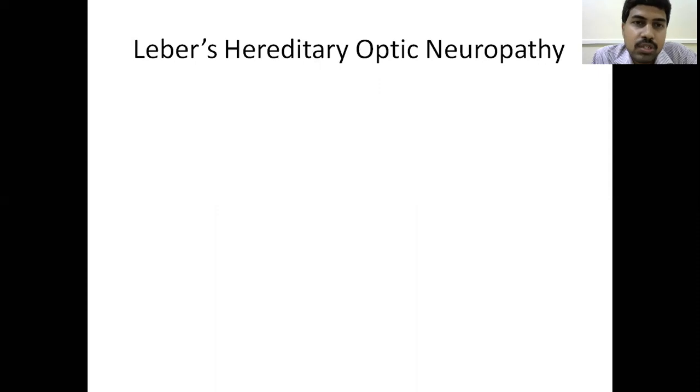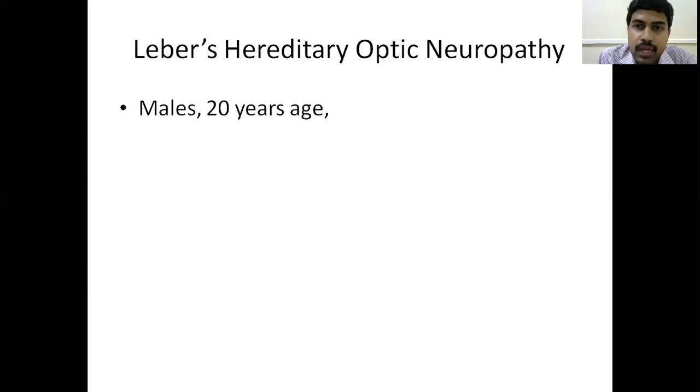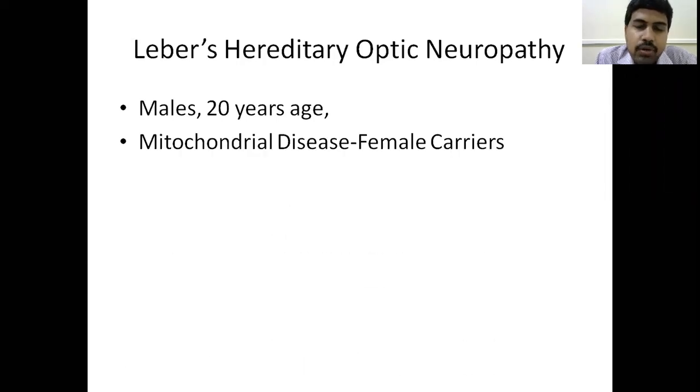So next, other small topics. What is Leber's hereditary optic neuropathy? It is a type of optic neuropathy seen in males, usually at the age of 20 years. It is usually a mitochondrial disease.